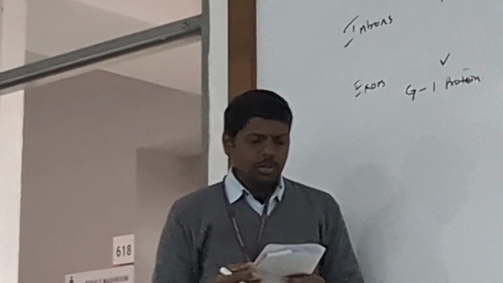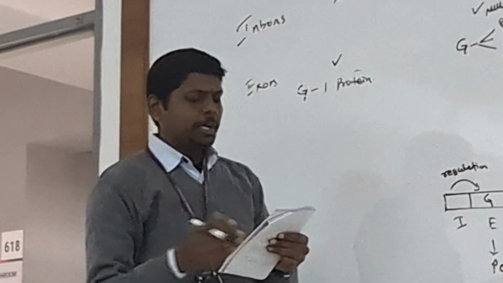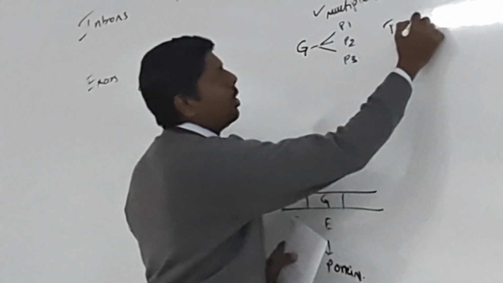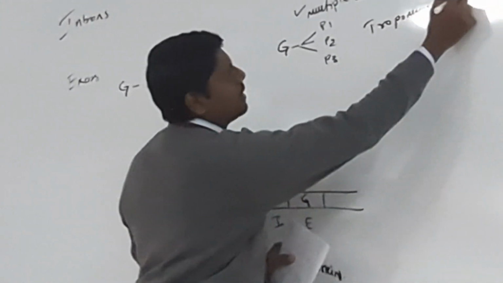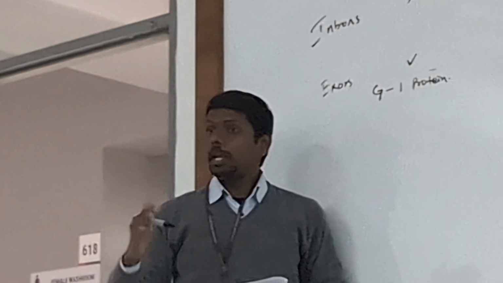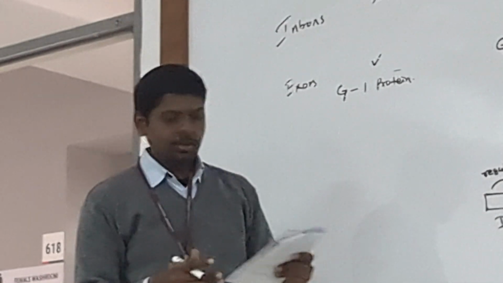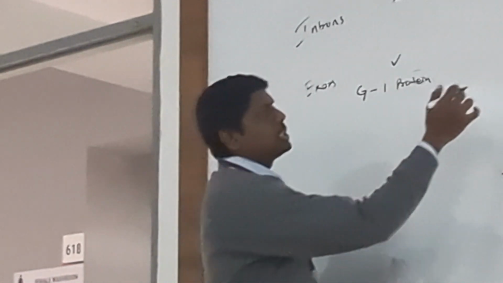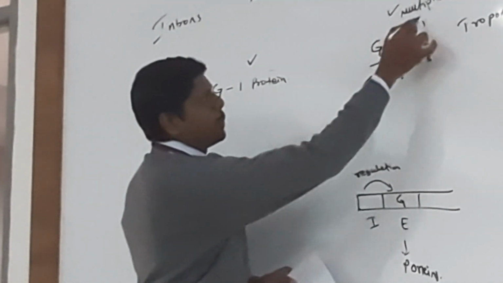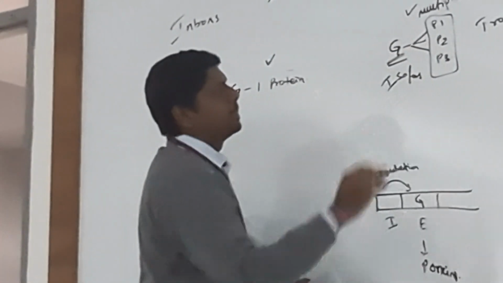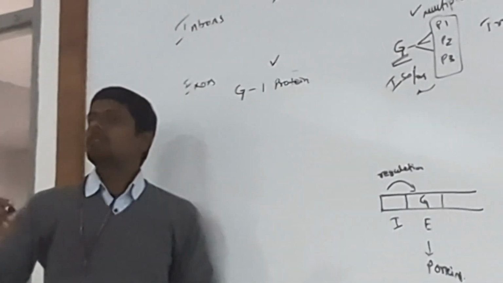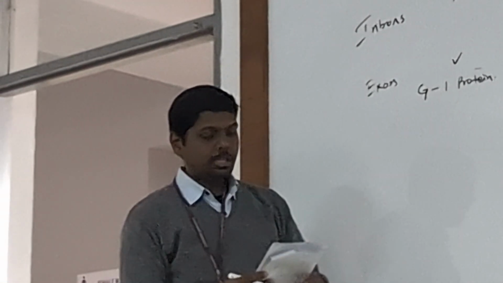This phenomenon is exhibited by one type of gene called the tropomyosin gene. One example: this tropomyosin gene can code multiple types of proteins from a single gene. Such proteins are called isoforms of a single gene. So the same gene will code multiple types of proteins. So that is one thing.